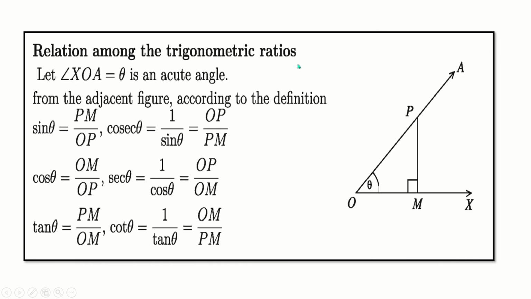Relation among the trigonometric ratios. Here is given angle XOA, that is equal to theta, an acute angle. So after completing the figure, we can write sin theta is equal to PM by OP. Cosec theta is equal to 1 divided by sin theta, that is OP by PM. That was already discussed. Similarly, cos theta is equal to OM by OP. So sec theta is equal to OP by OM. Tan theta is equal to PM by OM. So cot theta is equal to OM by PM.